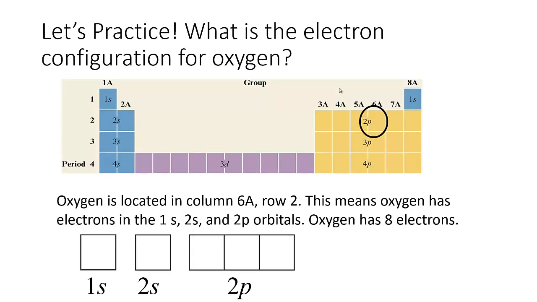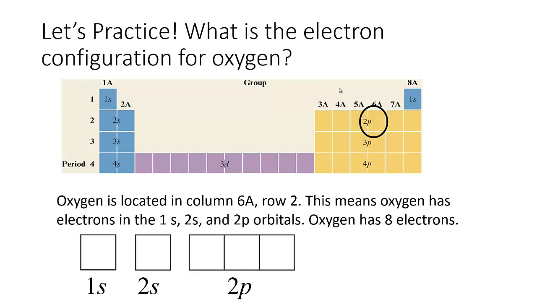So let's practice. This is how I learned, and just practice, practice, practice. The more you practice, the better you're going to get at it, and you'll find you can pretty much pick any element and just practice it and then type into Google "electron configuration for" that element, and then you'll be able to check your work and see if you did it right.